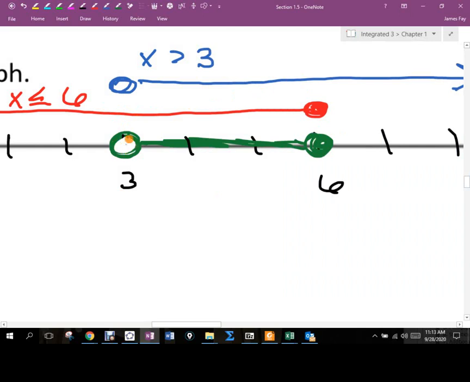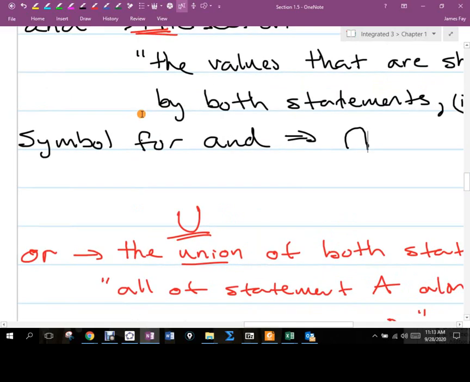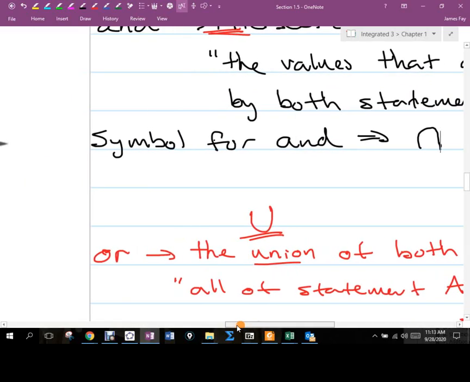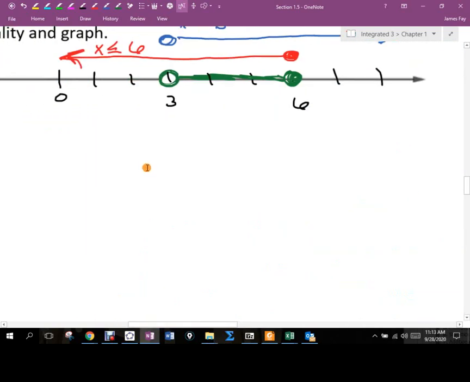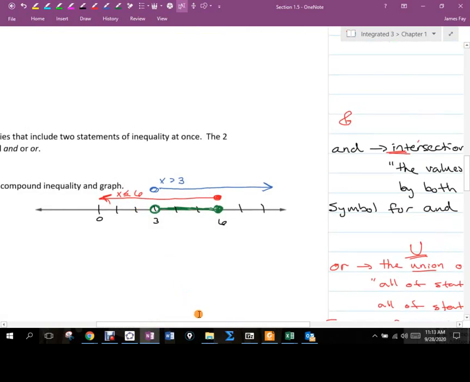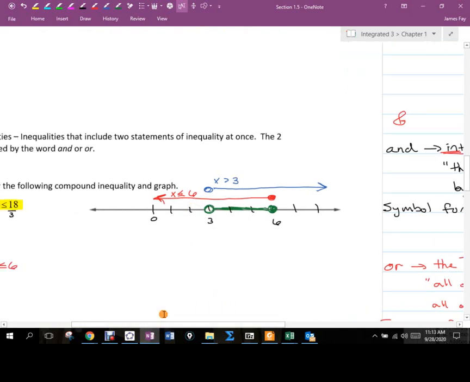Right there at 3, make sure that's an open dot, and 6 was a closed dot. There you go. And what is in green there is our solution. So what we need to do next is write our solution as one concise statement, and we usually take the word "and" out. Okay? So this is the way we do this.